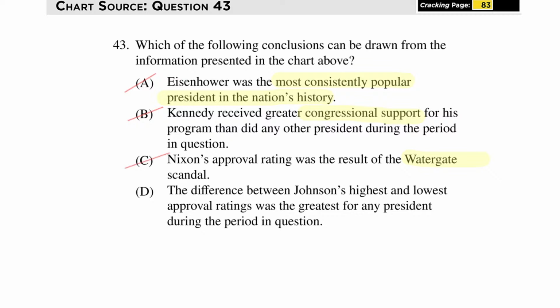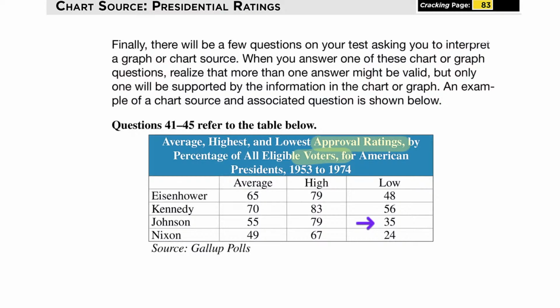The difference between Johnson's highest and lowest approval ratings was the greatest for any president during the period in question. Compare that with answer A. It says any president in the nation's history, too broad. This one only says during the period in question. And sure enough, if you go back to the chart, it's true that Johnson's highest approval rating was a 79. His lowest was a 35. The difference there is almost 45 points. And that's a pretty big gap.